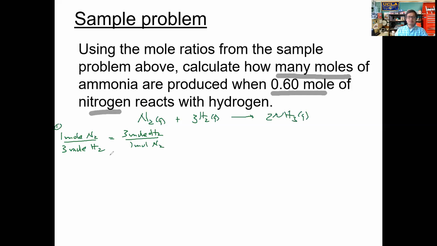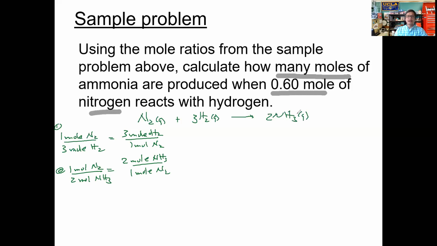What about nitrogen to ammonia? Let's go ahead and do that one. 1 mole of nitrogen, 2 moles of ammonia, and that's going to be equal to, take the reciprocal of this, 2 moles of NH3, 1 mole of nitrogen. Hopefully you got the last one, hydrogen to ammonia.